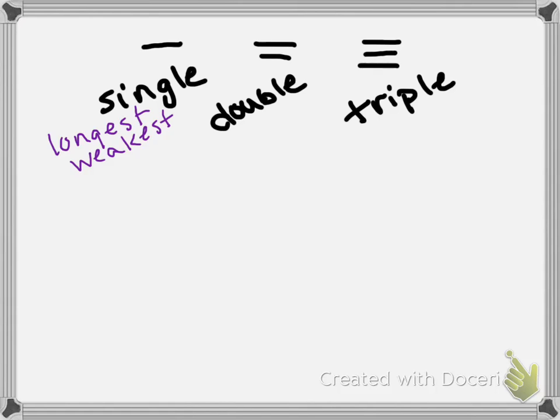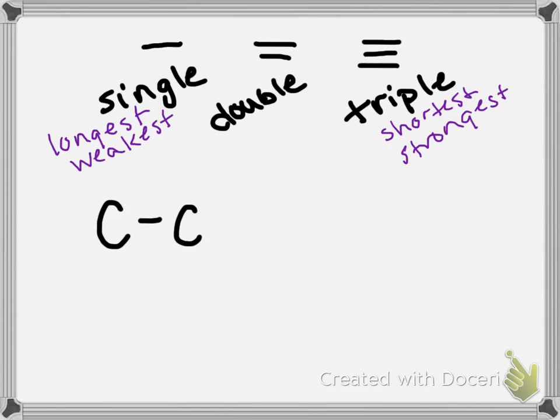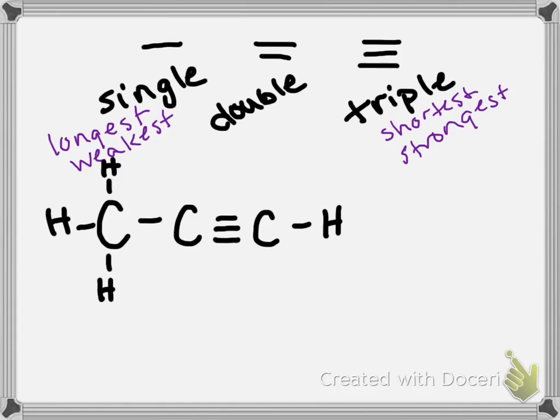Okay, and you can almost think of the bonds as like a magnet. So if you just had one, they wouldn't be held very close together. If you had 3, these are the shortest and the strongest. So if I draw out a molecule that looks like this, and you have to pick for me the strongest bond, that would be your triple bond right there. If I asked you to pick one of the weakest bonds, you could pick any of those other single bonds.